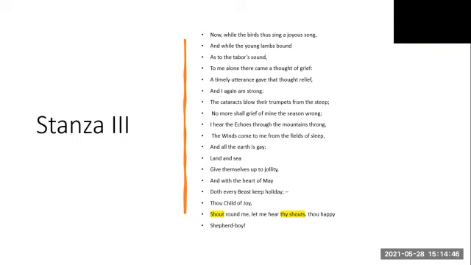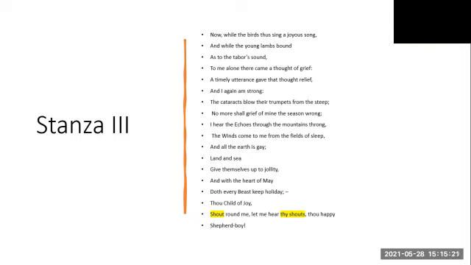A timely utterance gave that thought relief. And I again am strong. So while everything around him was very happy and joyful, a thought of grief struck his mind. Yet another sound, a timely utterance, relieved him, gave that thought relief, and I again am strong.